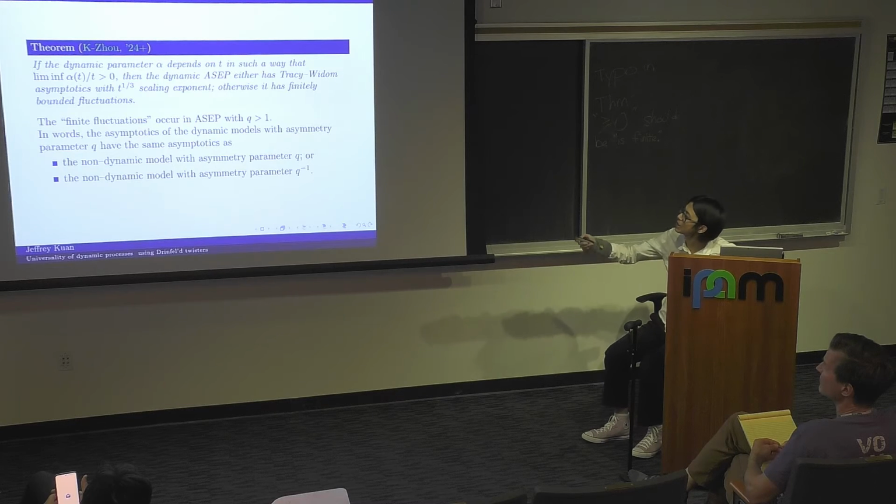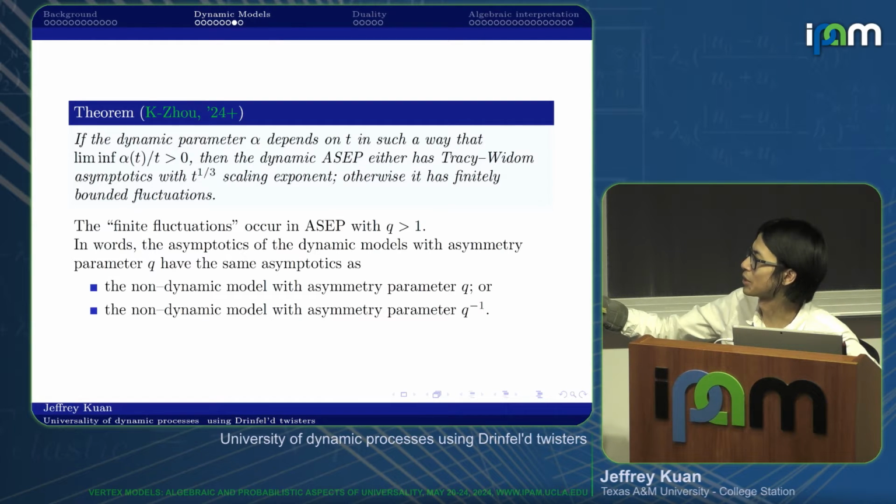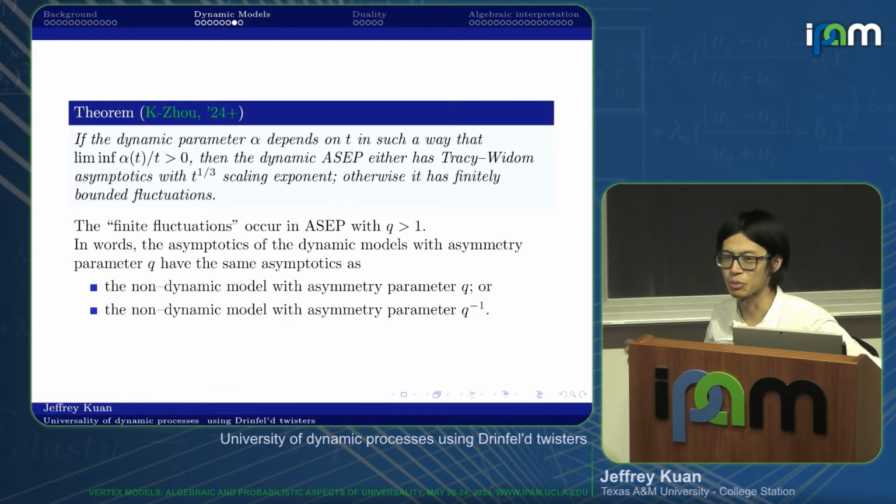Okay, so my main claim is that I know universality for dynamic models. So the dynamic models have asymptotics which are either the same as the asymptotics of the non-dynamic model with asymmetry parameter q, or the non-dynamic model with asymmetry parameter q inverse. Okay, I'll pause here if there are any more questions.